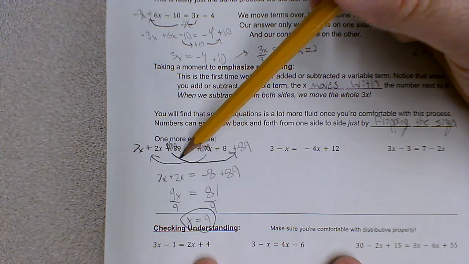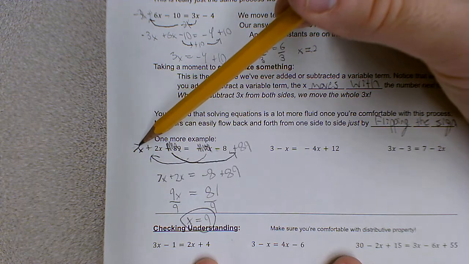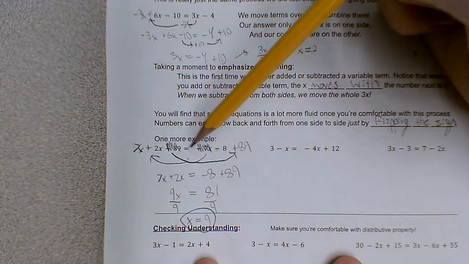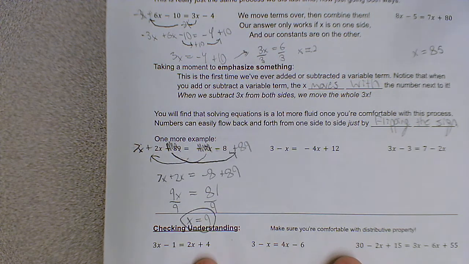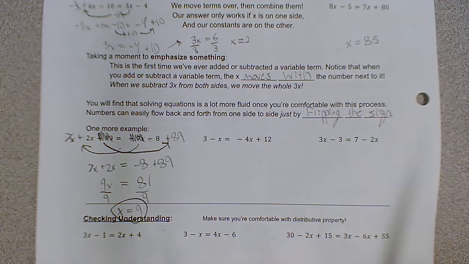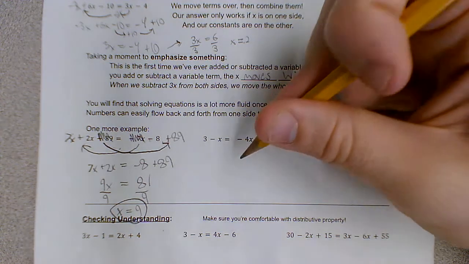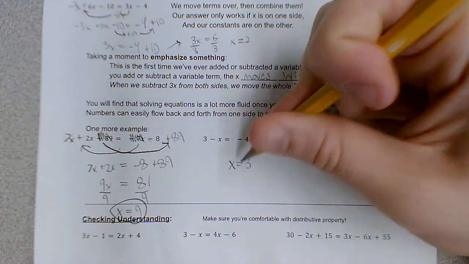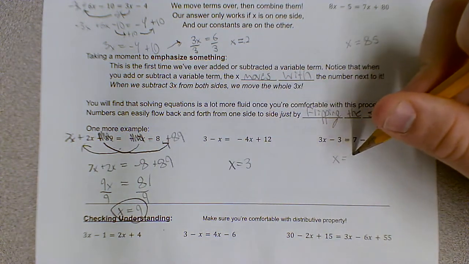Once you're comfortable, you don't have to rewrite the number in the middle. You can just move it over to the other side, and you can do both at once. Only do that once you're comfortable. I have two practice problems I want you to try before we move on to the checking understanding. Try these two problems and see if you get the answers I'll show you in just a moment. Go ahead and pause and try them out. Okay, you should get x equals 3 here and x equals 2 here.